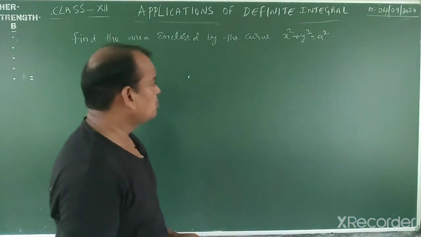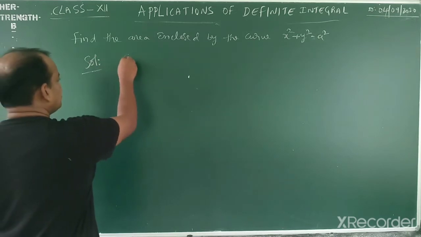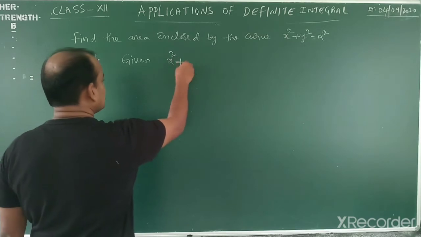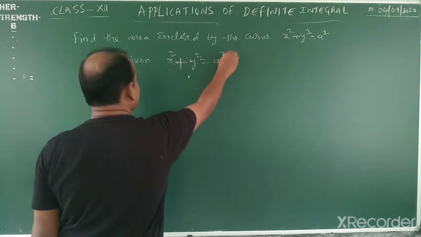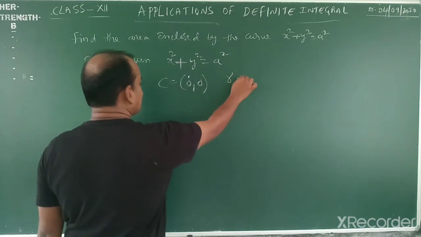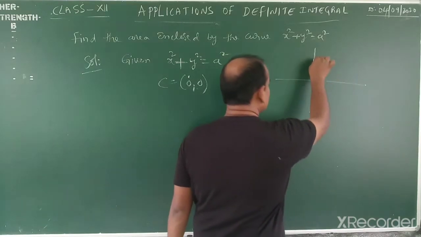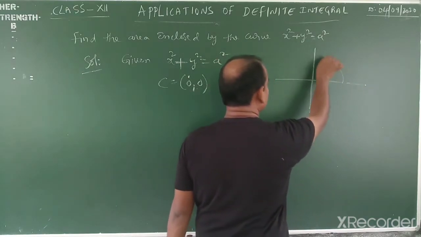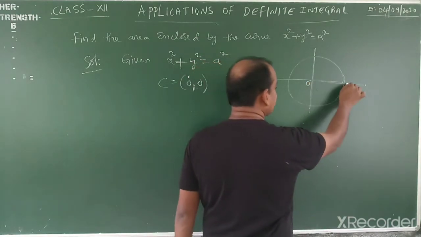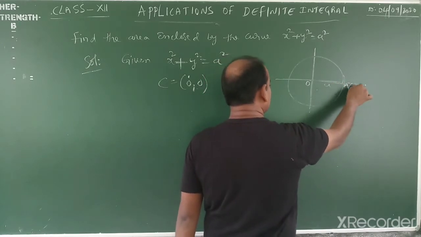Okay, my dear students. Now what is the given curve? Very simple, we will do it. Here the given curve is x square plus y square is equal to a square. Clearly the center is 0, 0 and the radius r is equal to a. Draw the diagram, my dear students. Here, this is the center, this is called the radius. This distance is clearly a, which means the point a, 0.